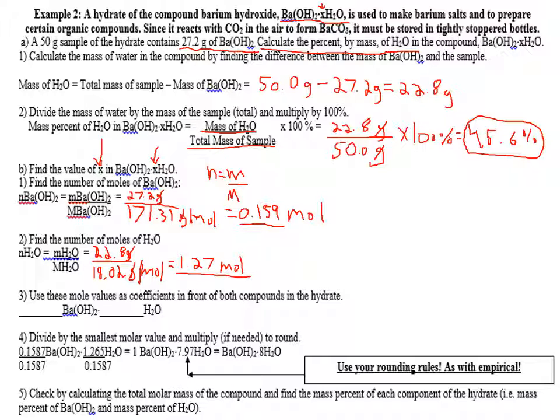Now what we want to do is use these mole values as coefficients. So I'm going to put my 0.159 here. Or as you can see below, I kept a few more digits just to make this a bit easier for me. And then my H2O, my 1.27 over here. And this is just like we did with the molecular and empirical formulas. We have to divide by the smallest. So we divide by the smallest mole, which is 0.159. We want the simplest whole number ratio. It can't be a decimal ratio. Same thing here, divide here.